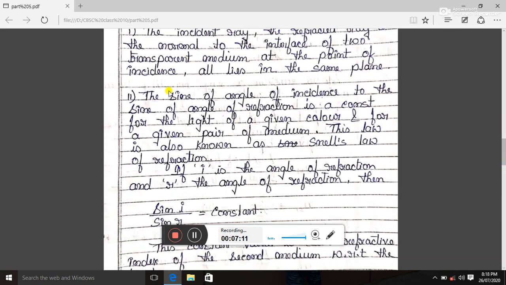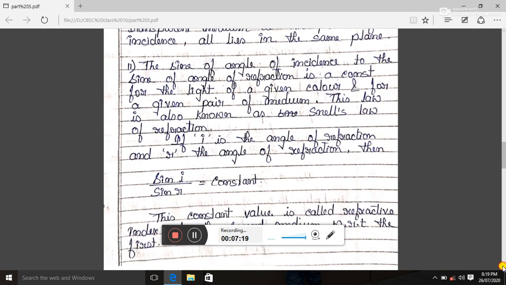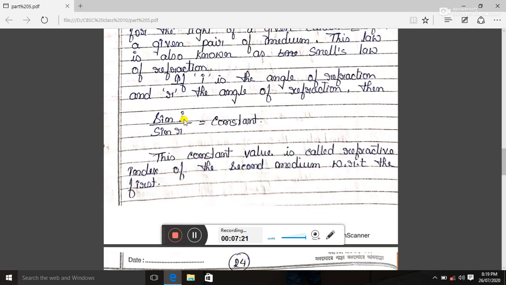My second law is: the ratio of the sine of the angle of incidence to the sine of the angle of refraction is a constant for a given medium. So this sine i divided by sine r, the sine of angle of incidence by sine of angle of refraction, is a constant. And this constant will be different for different media. If I take glass, this constant will be different. If I take air, this constant will again change.